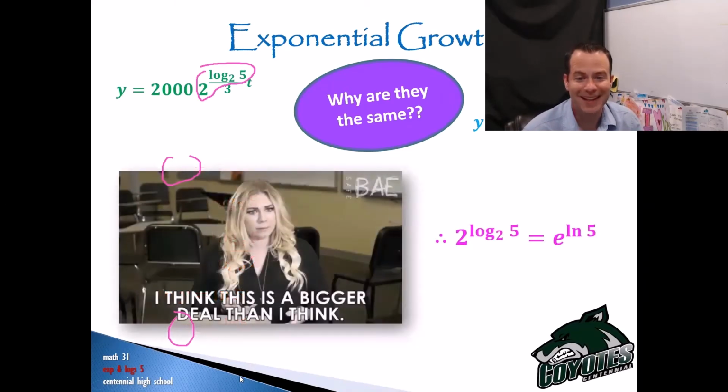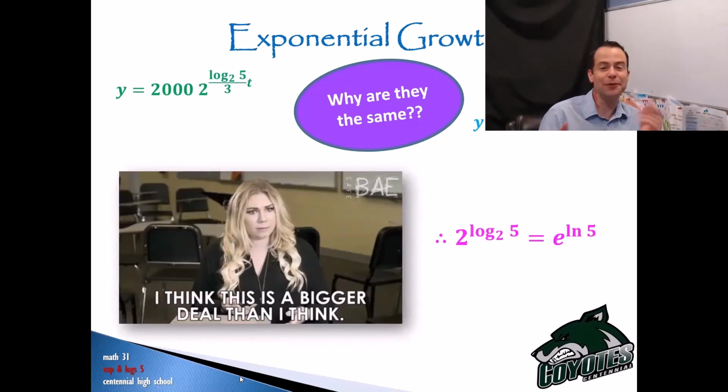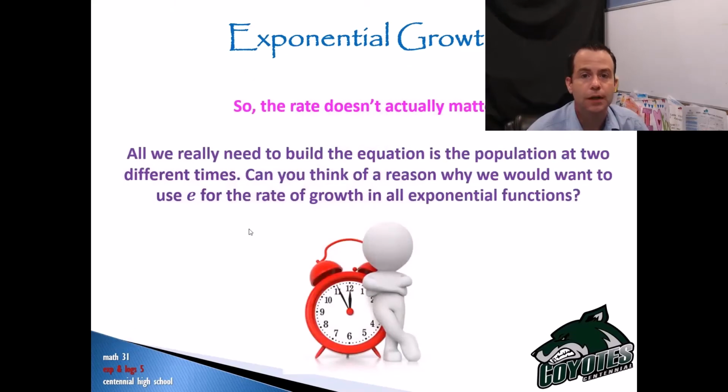This is a big deal, because it means it doesn't matter the base we choose. It doesn't matter the base of that exponent that we choose. So if that's arbitrary, we might as well make our life easier and choose a base that's really comfortable to work with. Okay, so the rate doesn't actually matter. All we really need to build the equation is the population at 2 different times. Okay, that will give us how it's growing.